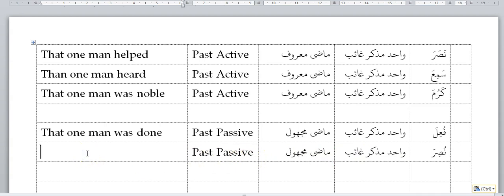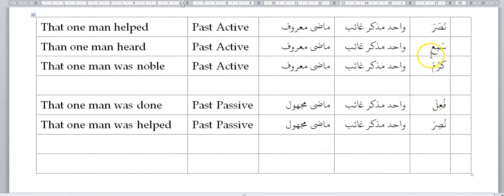And it would mean that one man was, because Nasara means to help, so that one man here helped, and that one man was helped. See, we know a Wahid Mudhakkar Ghaib, the work is done upon, but we don't know who did it. Okay, so that one man was helped.